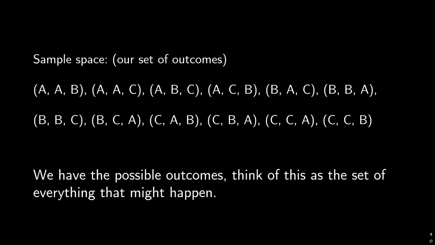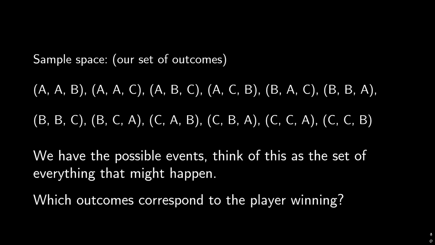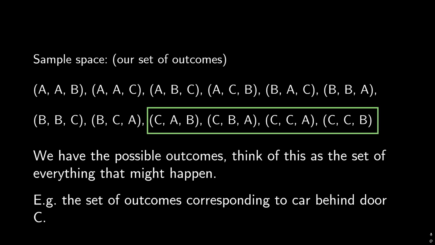And I argue that this is the very first step in analyzing strategies or algorithms. Okay, so what we care about is trying to figure out when the player might win. This is our goal. Let's try a simple example first. For example, if I want the set of outcomes that correspond to the car being behind door C, then from this set of all possible outcomes, the subset that I care about are the last four, because those are the sequences of outcomes where the car is behind door C.